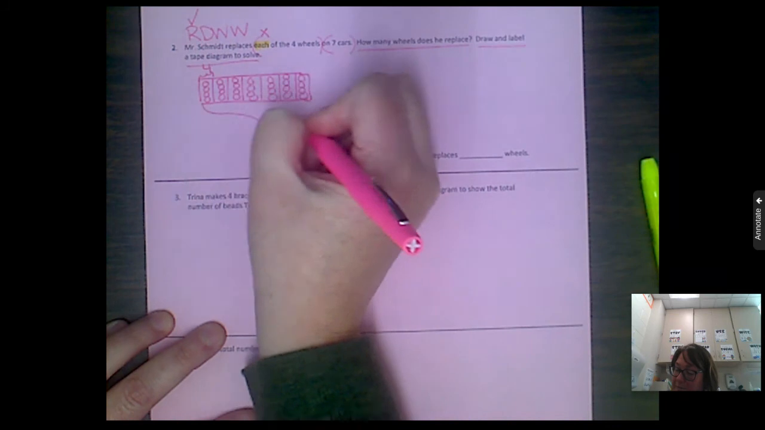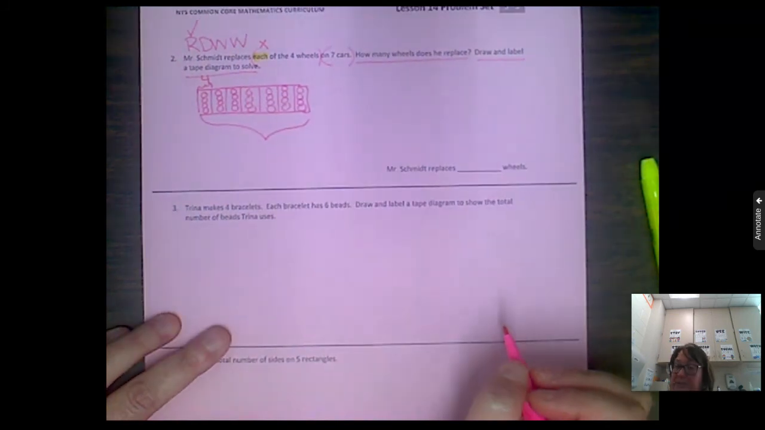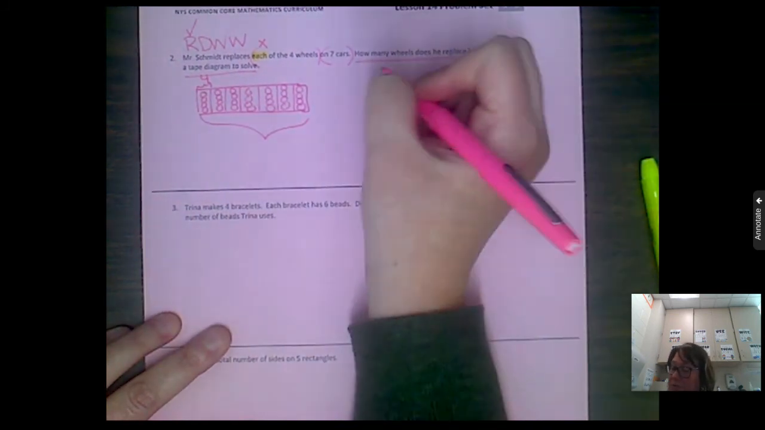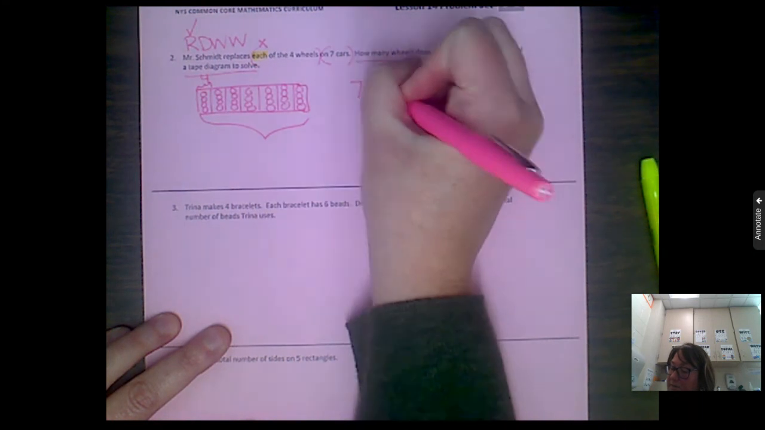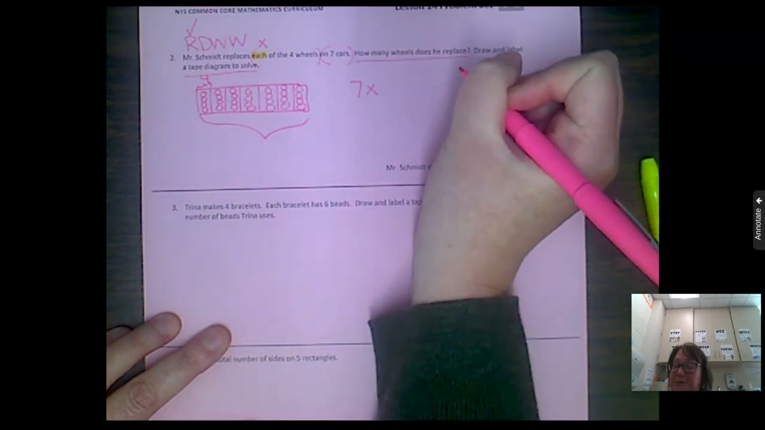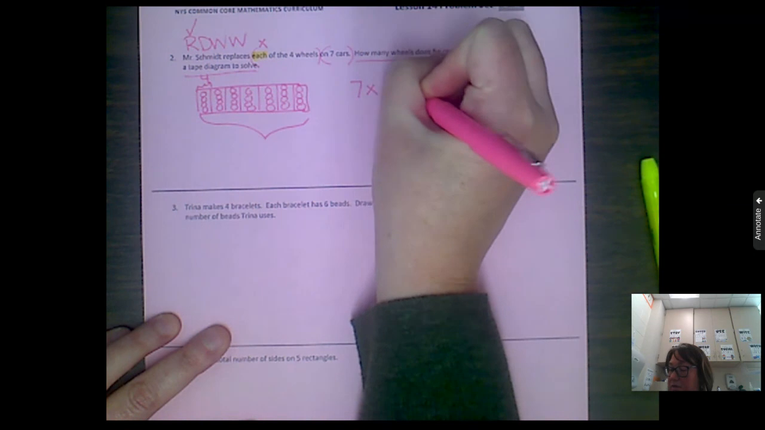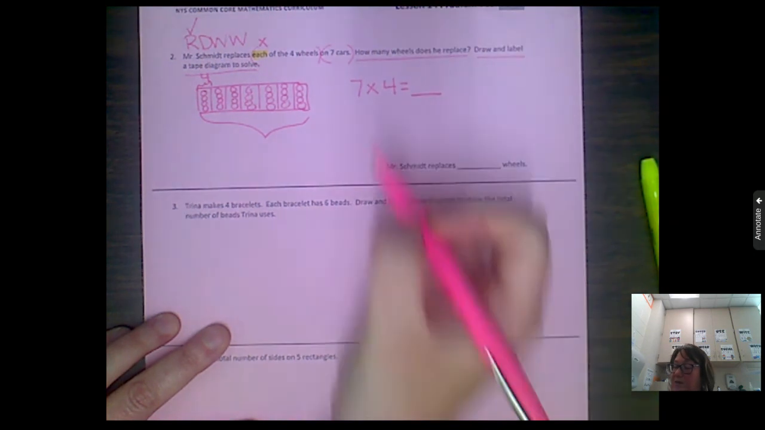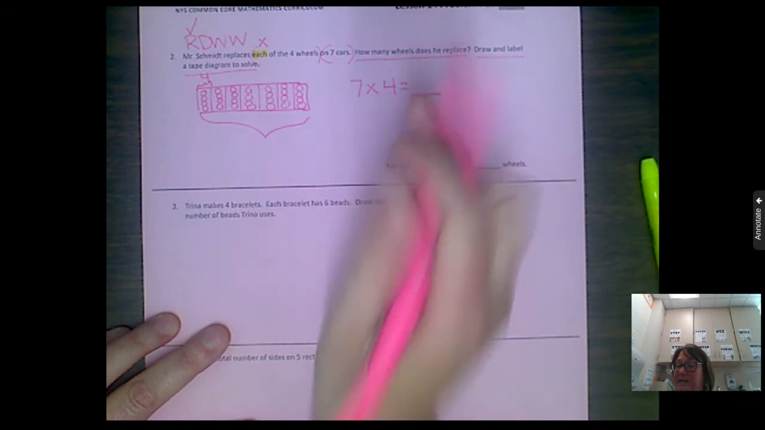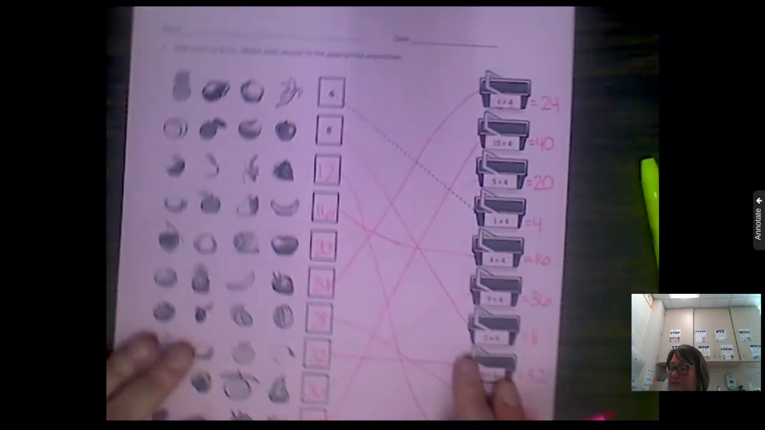Okay, so 4 in each group. There's 7 groups, and we're finding the total. I'm going to write my number sentence before I actually find the total. So since there was 7 groups, it's going to be 7 times the number in each group, which is 4, equals, and that's what I'm going to find. So I want to count by fours 7 times. Let's use this over here.